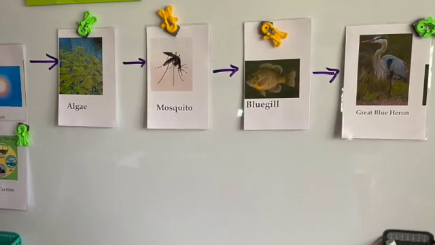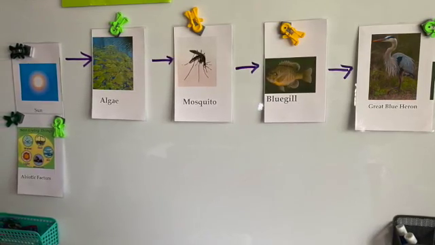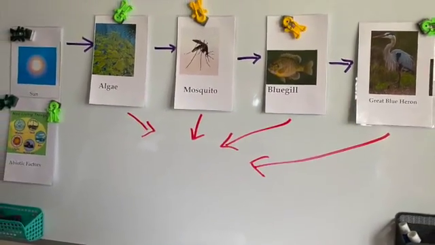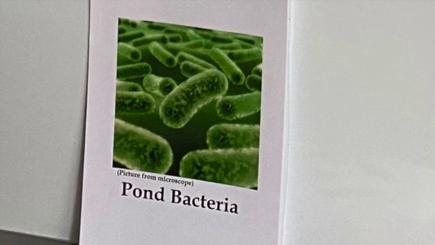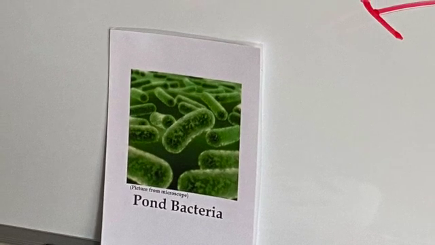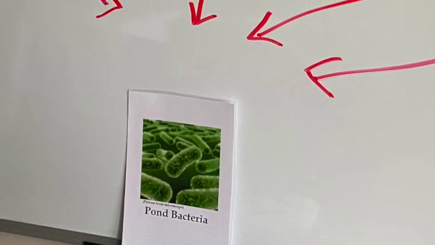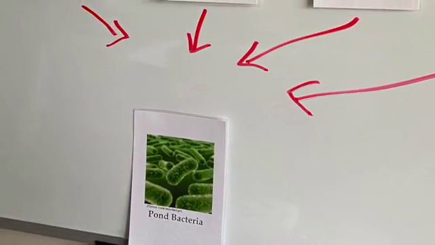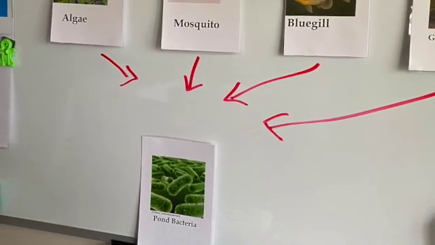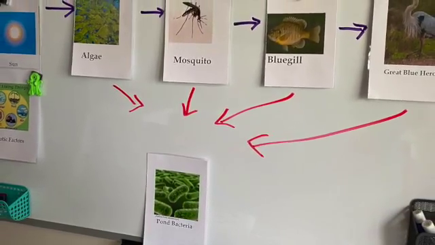Now what happens to our dead algae, mosquito, bluegill, and great blue heron? Where does their energy go? Arrows show energy flow. The dead organism's energy goes to a decomposer. In this case, it's pond bacteria. Pond bacteria are microscopic decomposers. Bacteria feed on dead plants and animals. As bacteria decompose organic matter, they use the oxygen and release carbon dioxide into the air or water where they are living. If there are a lot of bacteria in the water, the oxygen level in the water will drop.